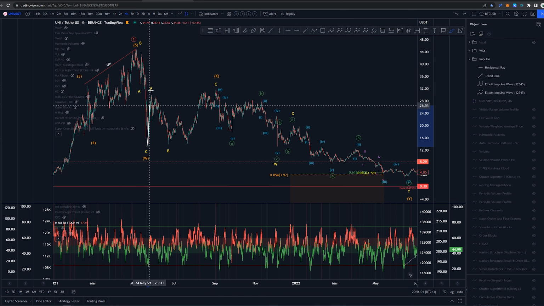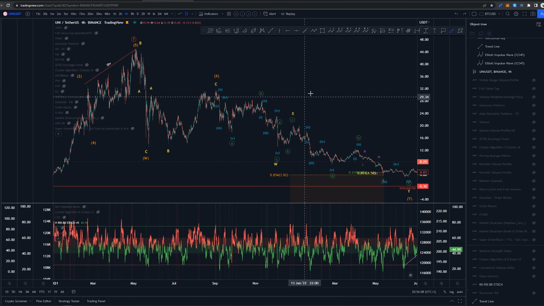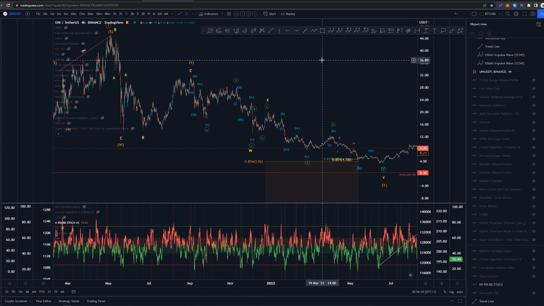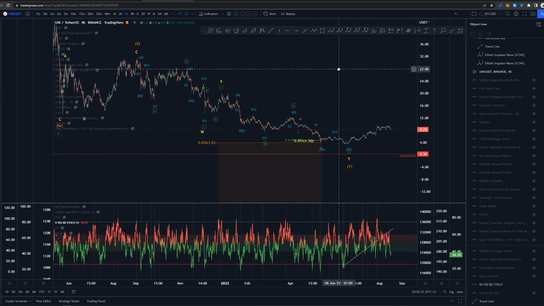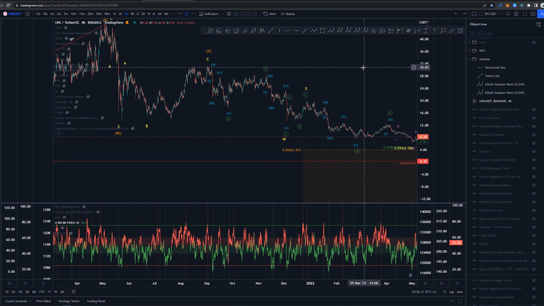ABC into W, another ABC here into X. It has 5 waves like so. We do have that divergence in play. Not the prettiest, but still doable. Then from there on, I've labeled this as 1, 2, 3, 4 and 5. There's no overlap. However, wave 4 here is very, very extended, very deep, and wave 2 was very shallow. I guess we can use that as the excuse for labeling it like so.